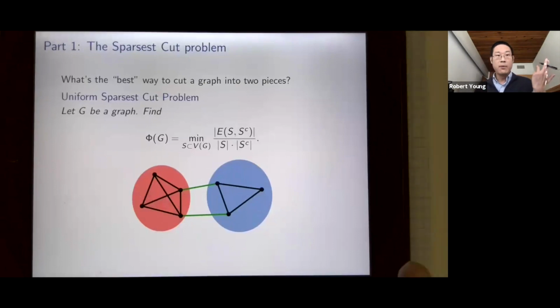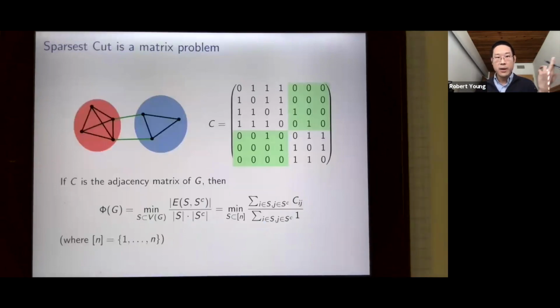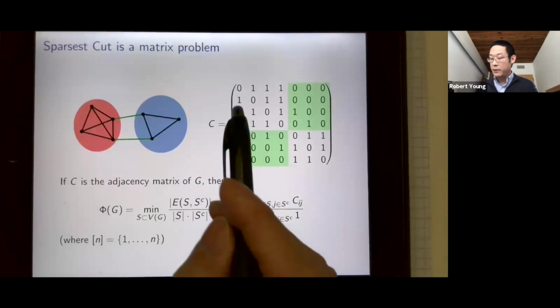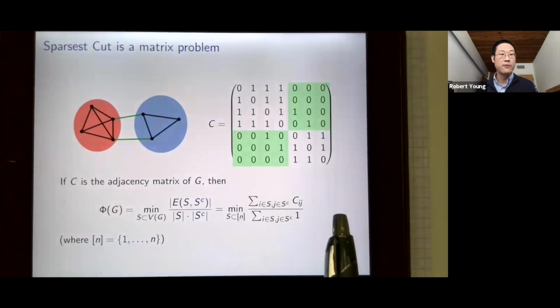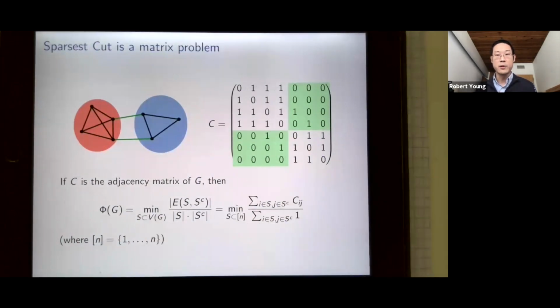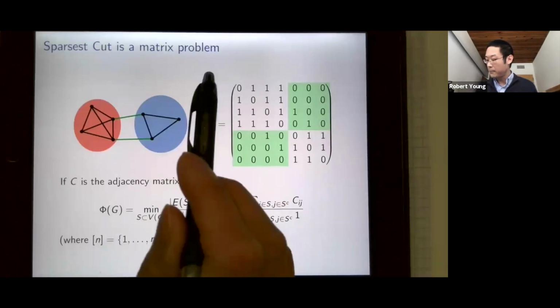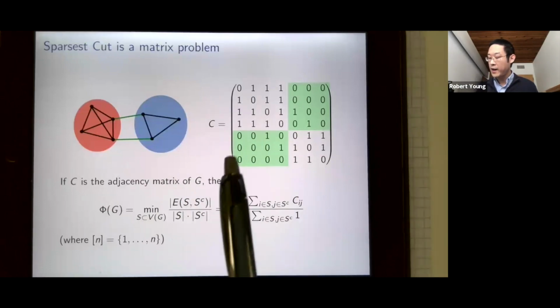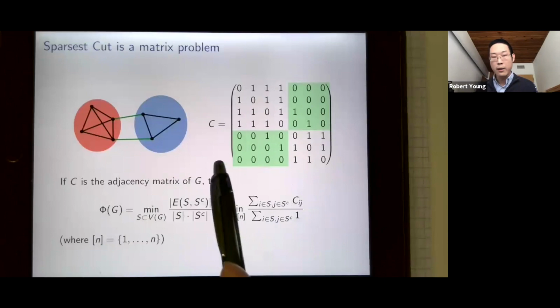Now, this problem, I've stated it as a graph problem, but you can turn it into a matrix problem. Here's my same graph, but here I've written the adjacency matrix of that graph. This is just a matrix with 1 row and 1 column for every vertex of the graph, and then a 0 or a 1 in each entry, depending on whether there's an edge between those 2 vertices or not. If I have a cut, if I have some subset of the vertices, then that gives me a 2x2 block decomposition of the matrix. And then I can calculate the sparsity of that cut in terms of the number of ones in the off-diagonal blocks of that decomposition.